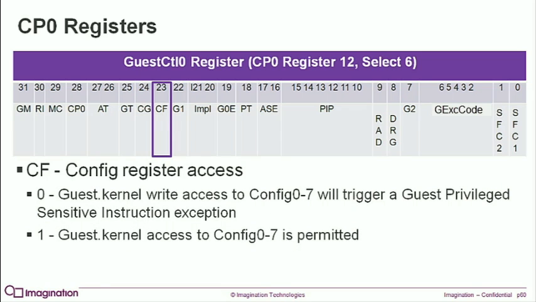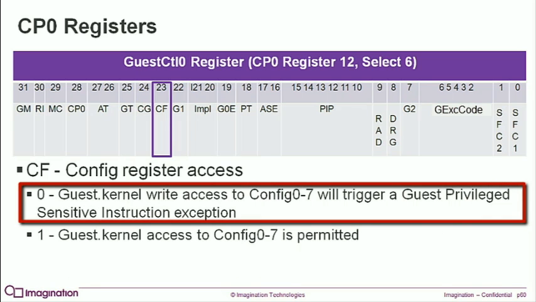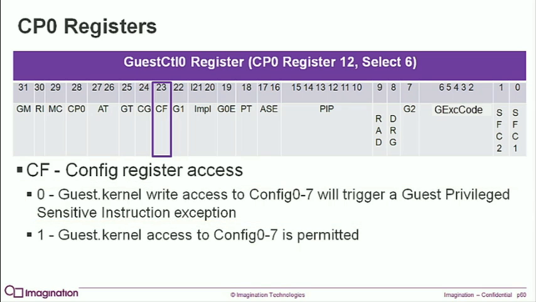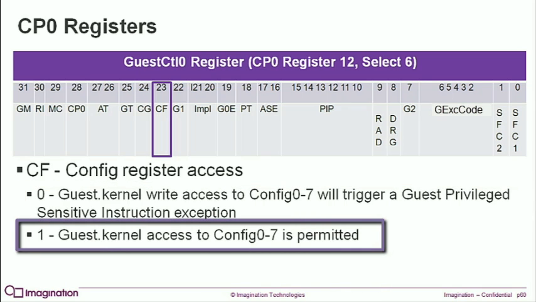Guest config 0 through 7 register writes can be monitored by the hypervisor. If cleared, writes will cause a guest privilege sensitive instruction exception. If set, writes by the guest OS are permitted without causing an exception.